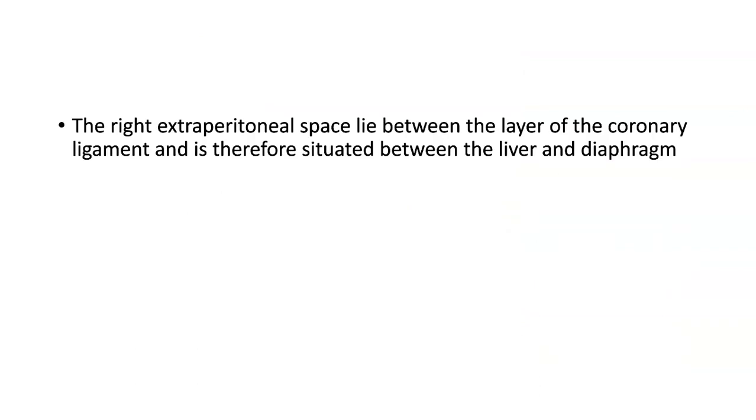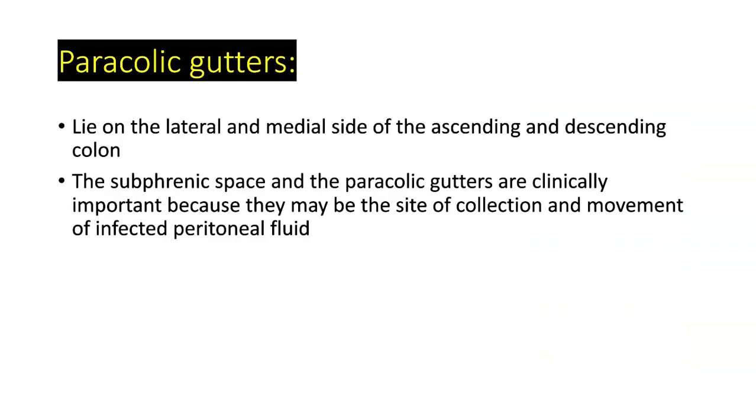Okay, the right extraperitoneal space lies between the layers of the coronary ligament and is therefore situated between the liver and the diaphragm. Paracolic gutter. So the paracolic gutters are actually the spaces that are found lateral to the colons and lie on the lateral and medial side of the ascending and descending colon.